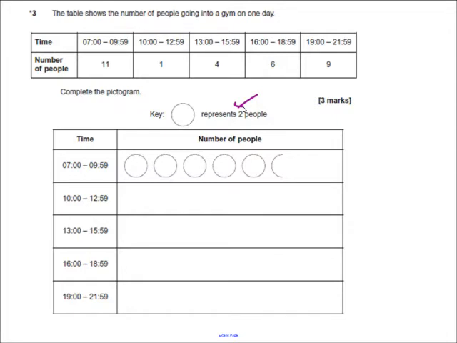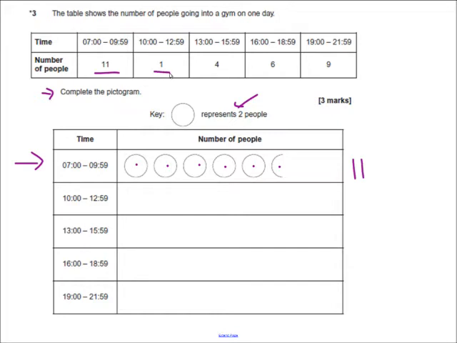So when we check our first time group, between 7 and 09:59, we have 2, 4, 6, 8, 10, and then this one gives 11 people, which ties in with what we're seeing in our table. And what they want us to do is to complete the pictogram. So let's complete the pictogram.